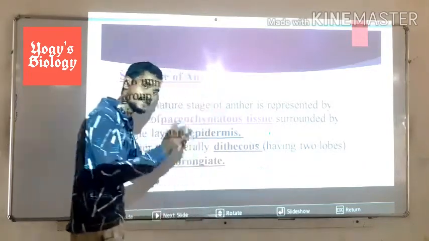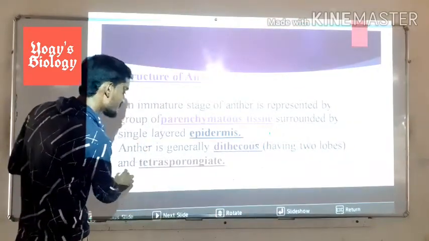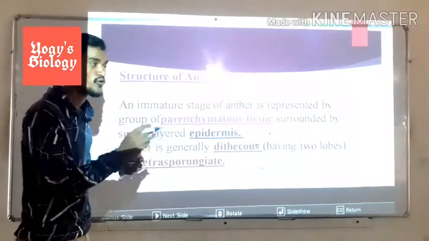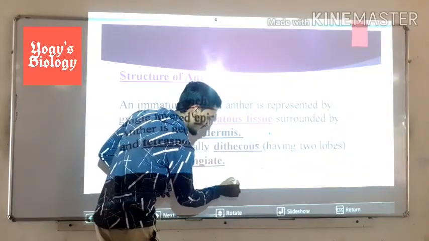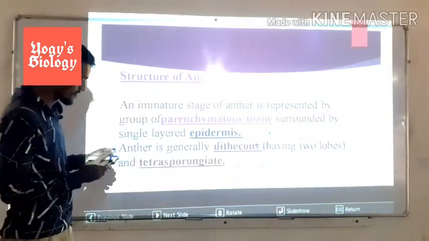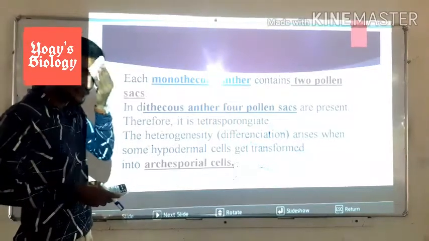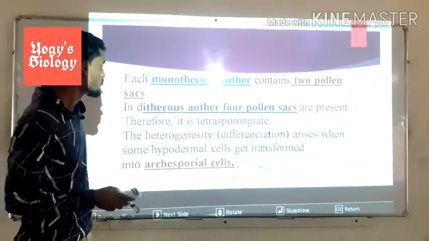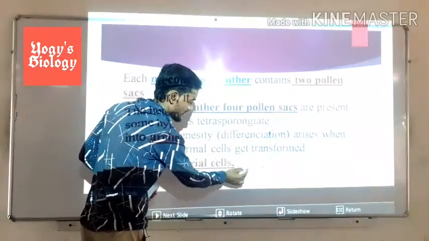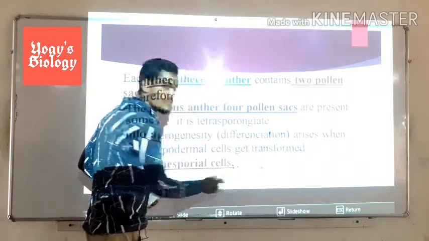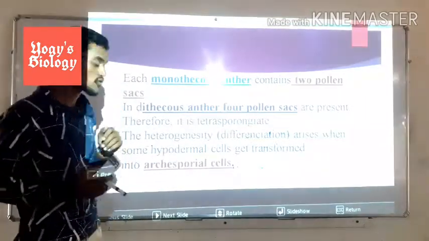The anther is dithecous, having two lobes, first lobe and second lobe, and it is tetrasporangiate. Anthers may be mono-, di-, tri- or tetrasporangiate. Each monothecous anther consists of two pollen sacs. In a dithecous anther, four pollen sacs are present, first, second, third and fourth. Therefore it is tetrasporangiate.